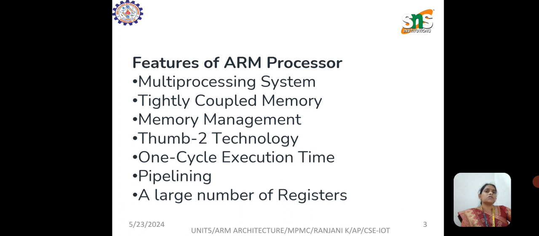The main features of the ARM processor are a multiprocessing system, tightly coupled memory, memory management, Thumb-2 technology, and one cycle execution time. Next are pipelining, and a large number of registers. The most common thing about the ARM processor is that it is not limited only to mobile phones. It is also widely used in super fast supercomputers. Let us see in detail.